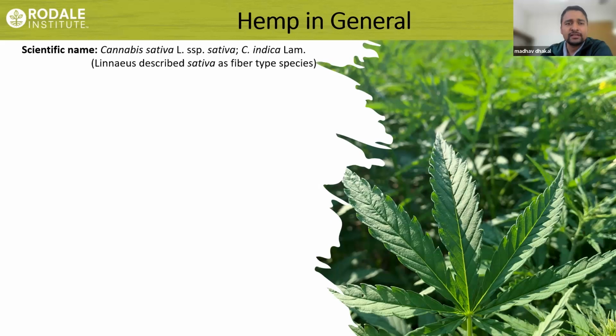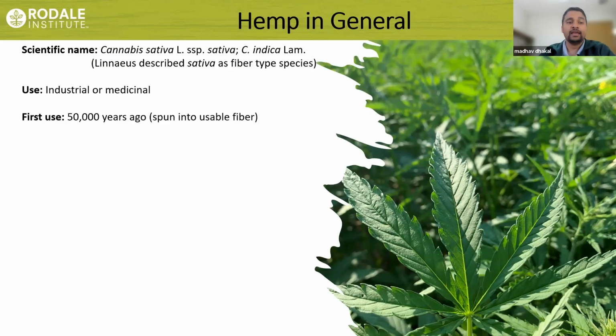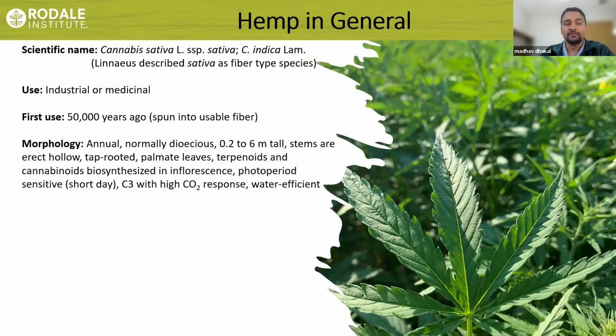world. Linnaeus described sativa as the fiber-type species for hemp, and hemp has both industrial and medicinal uses. The first use was recorded around 50,000 years ago, when it was spun into usable fiber. As for the morphology, hemp is annual and normally dioecious, meaning the male and female plants are separate.